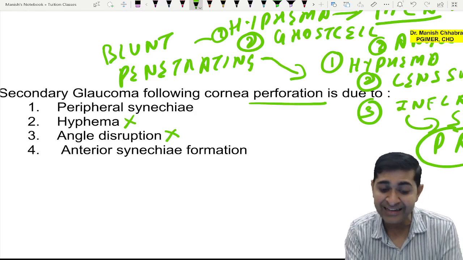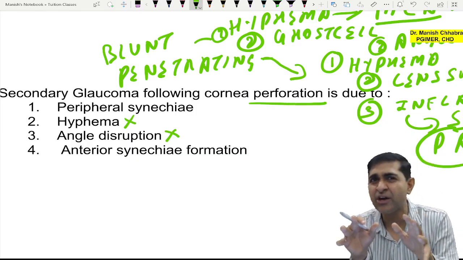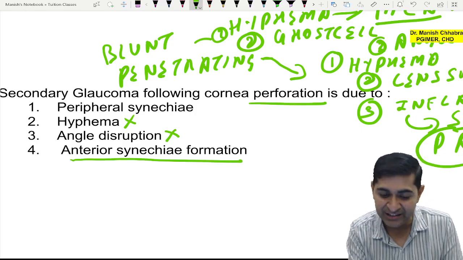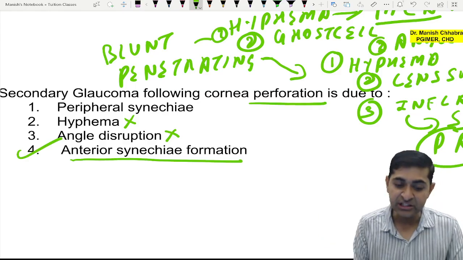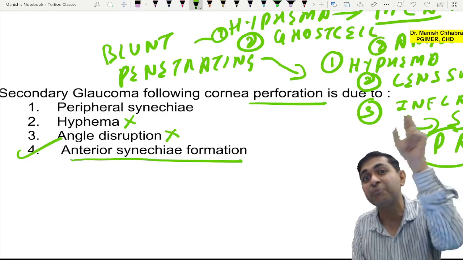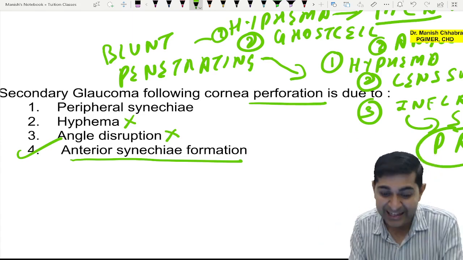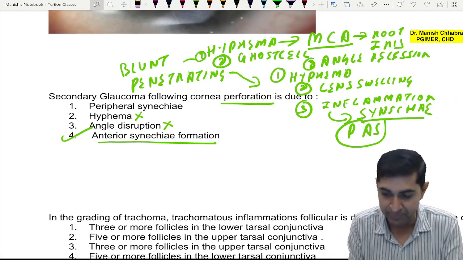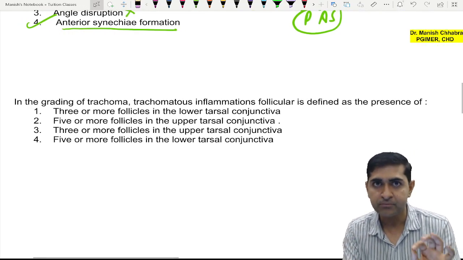Peripheral synechiae or anterior synechiae formation, what is the difference? Peripheral synechiae is a very vague option, but peripheral anterior synechiae, I am going to pick out anterior synechiae. Peripheral synechiae can be anterior or posterior, and if it is posterior synechiae, it will lead to cataract formation, not glaucoma. But anterior synechiae, of course, is going to lead to glaucoma. So this is the answer to be picked. Okay, now let's move over to the next question.